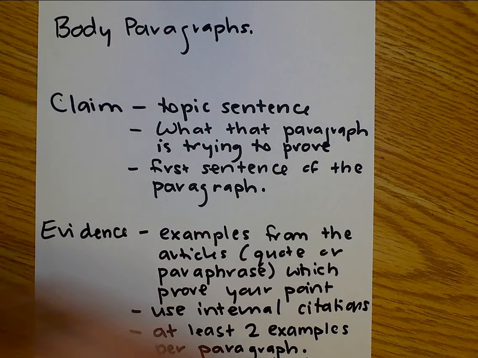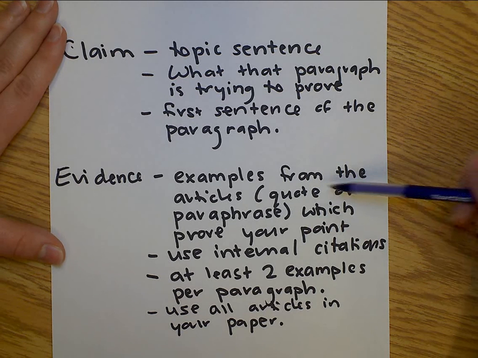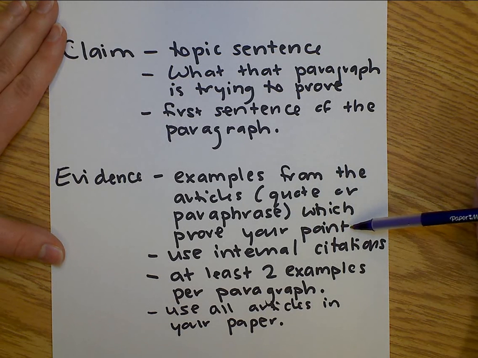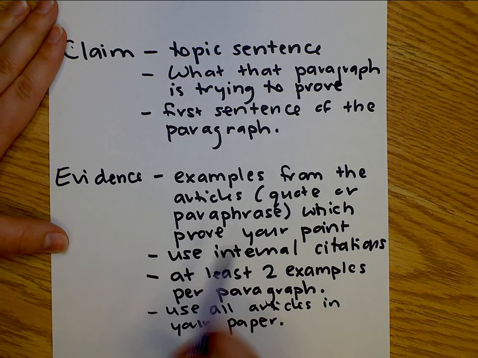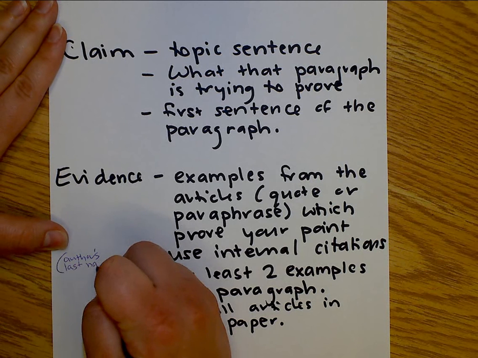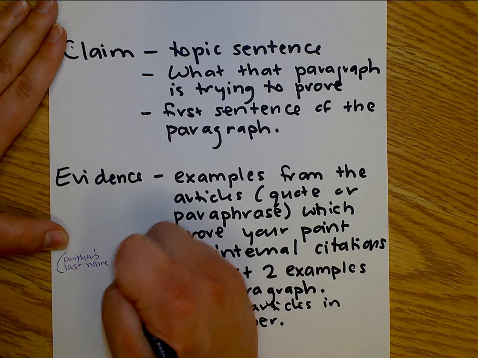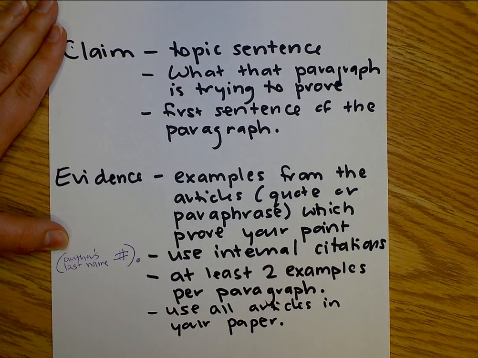Then you're going to give your evidence. You're going to give examples from the articles, either quoting or paraphrase, which prove your point. Make sure you use internal citations. Since we have 3 different articles, you want to be real careful that you use the correct author last name, and then the page number that the information's on, and parenthesis, period at the end. I have another video on internal citations, so if you need more information than that, make sure you check out that video. Again, you want at least 2 examples per paragraph, and to use all the articles in your paper.